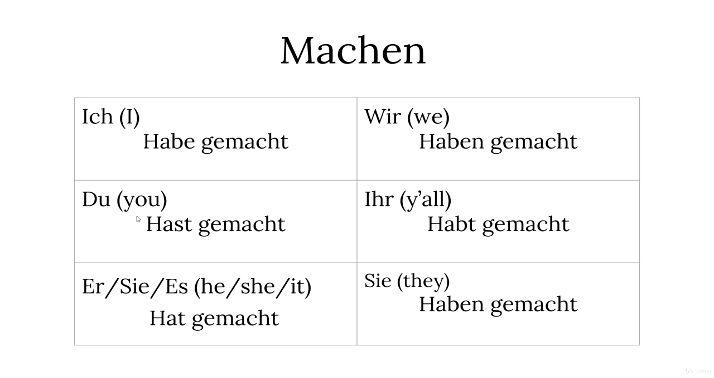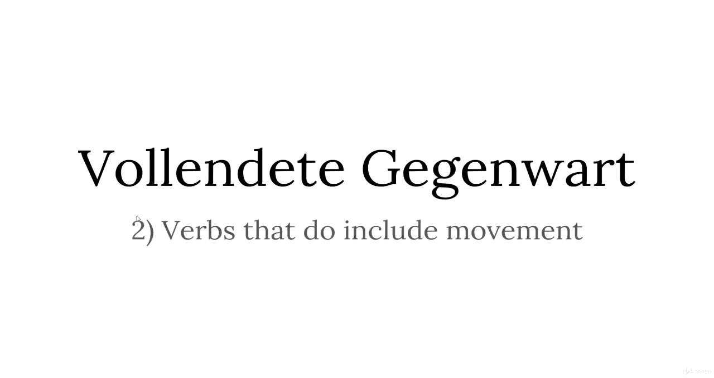Gemacht stays the same at the end of the sentence, and haben is the one that should be changed, based on the pronoun, of course. That was only the first half of this lesson. There are other verbs that do include movement. Those are a bit different, but not very much.